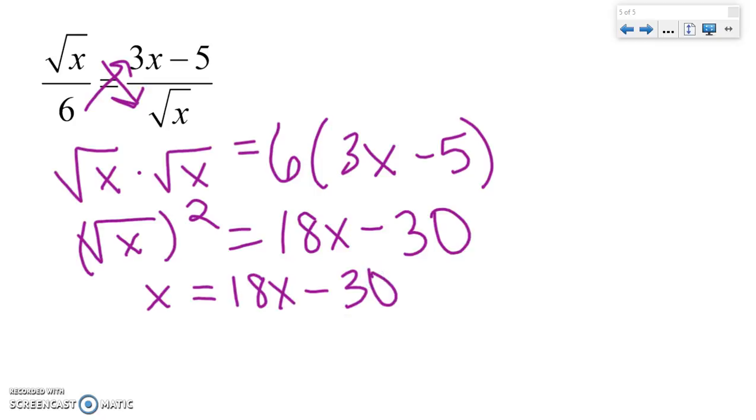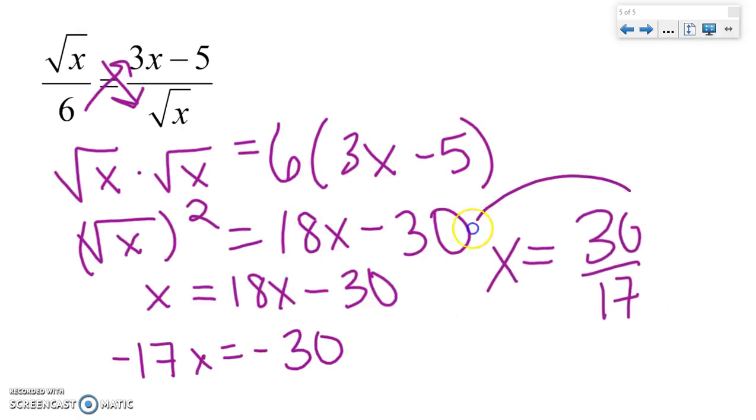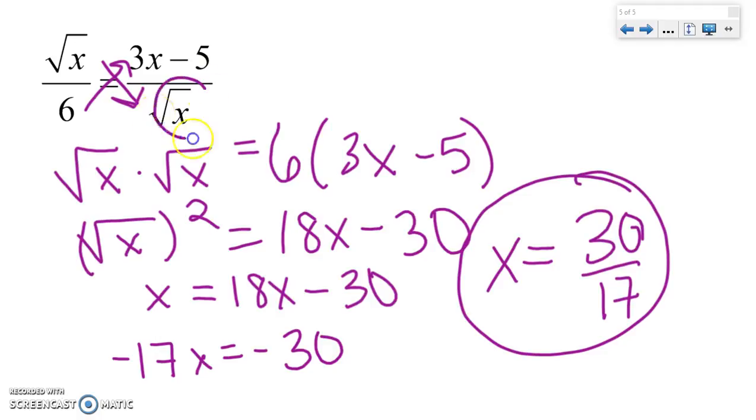So the square root of x squared leaves me with x. The right-hand side of the equation hasn't changed. So I'm going to subtract 18x. That gives me negative 17x is equal to negative 30. Dividing by negative 17, I'm left with x being a value of 30 over 17. And because I know that the square root of 30 over 17 is going to be a positive answer, that tells me that that denominator is still positive, not equal to 0. So I am good with the answer of 30 over 17.